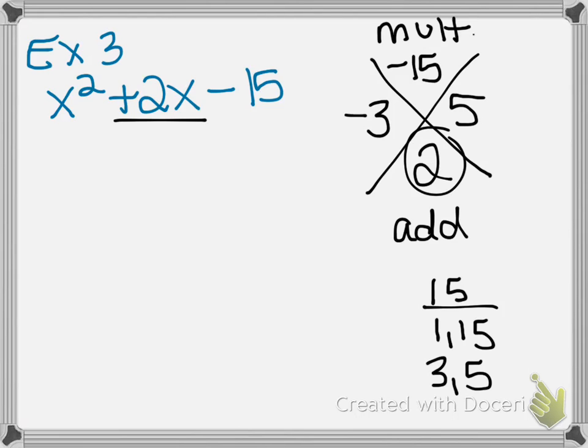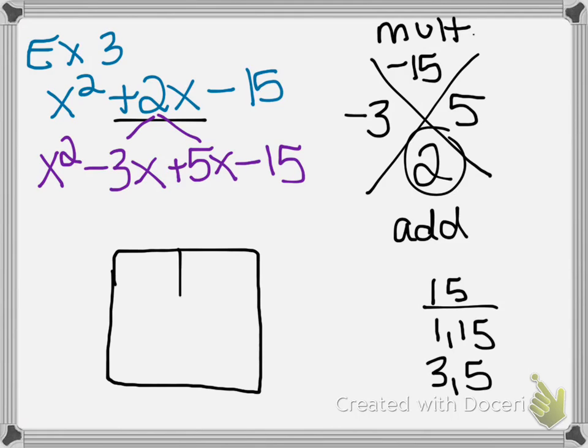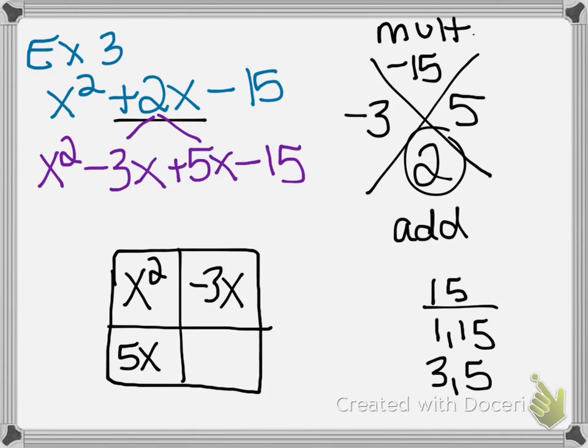Okay, so now I need to split up this middle term. Okay, so I'd have x squared minus 3x plus 5x minus 15. Okay, so once we split up that middle term, now that we have our 4 terms, we can just draw our box and put the terms inside of our box. Okay, so I had an x squared, a negative 3x, positive 5x, and a negative 15.